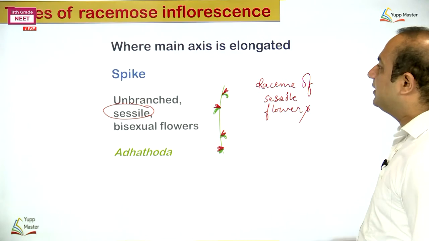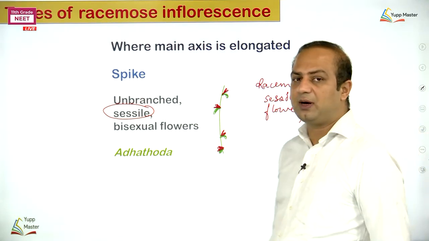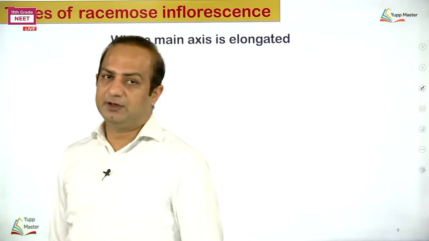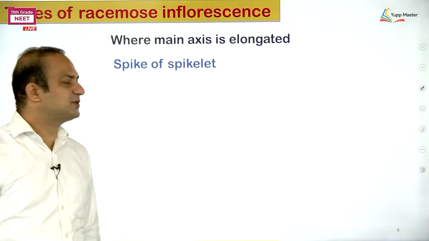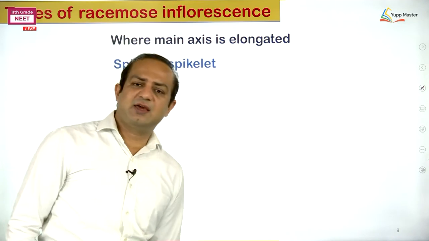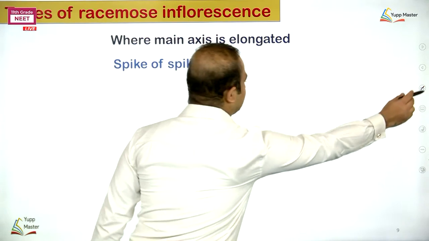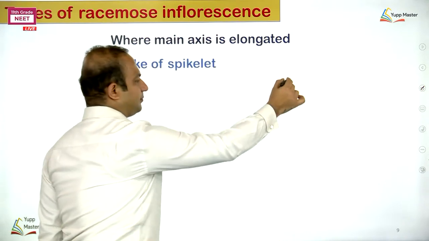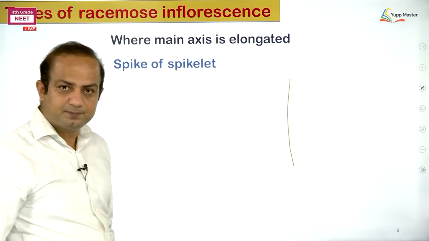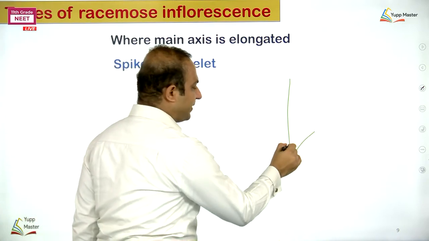Okay. Next, going to the other one where the main axis is elongated. The next is the spike or spikelet. Just like the raceme gets branched, the same way a spike may be branched. Okay, if the spike is branched: peduncle, branches of the peduncle.